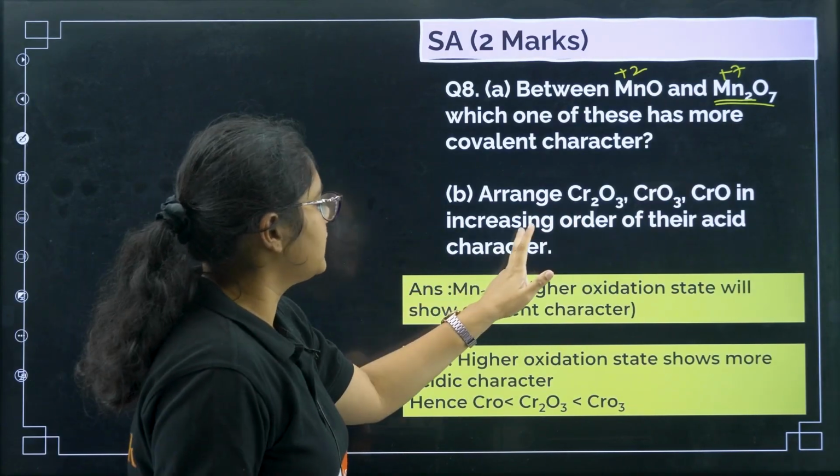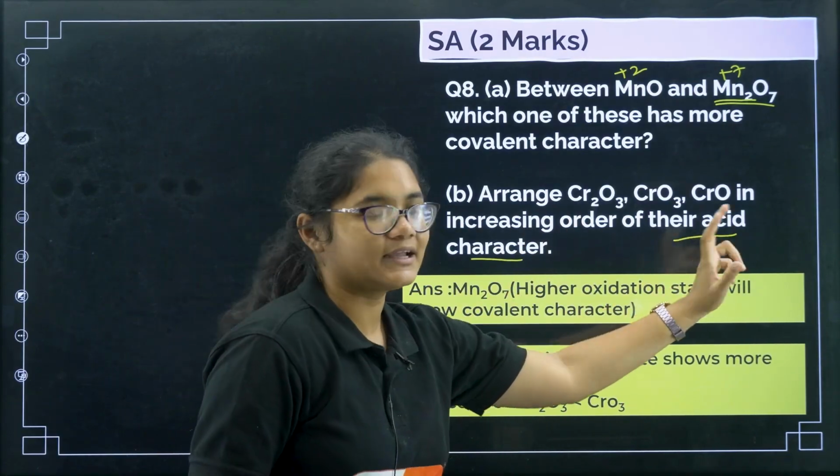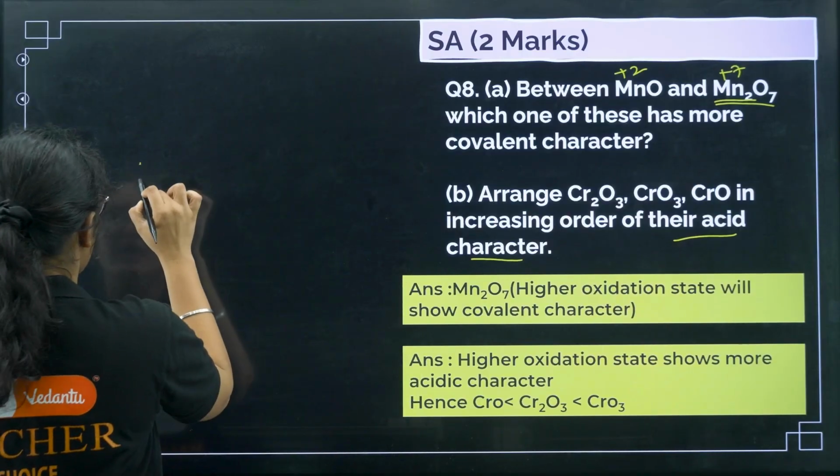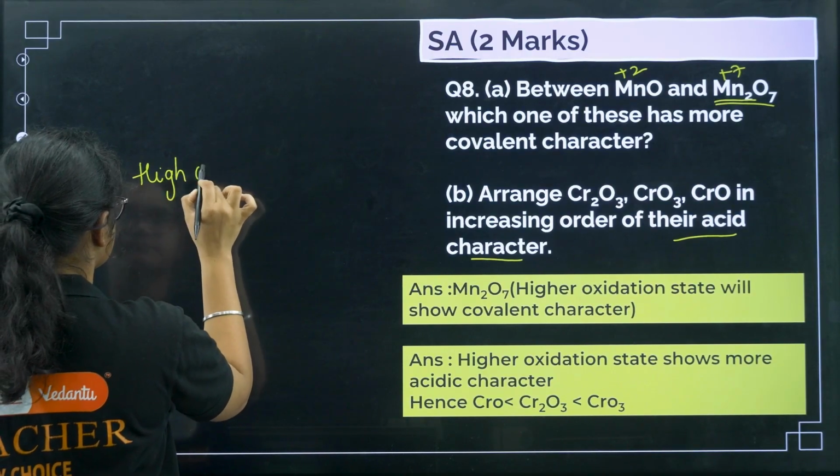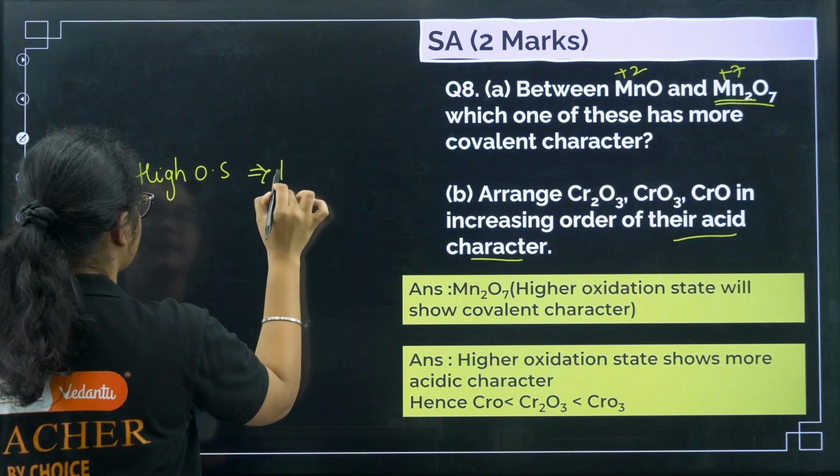Next, arrange the following in the increasing order of their acidic character. So here also you should remember higher oxidation state will imply high acidity.